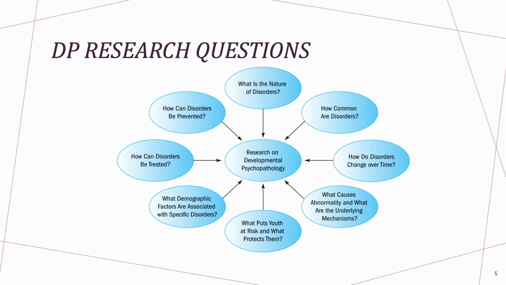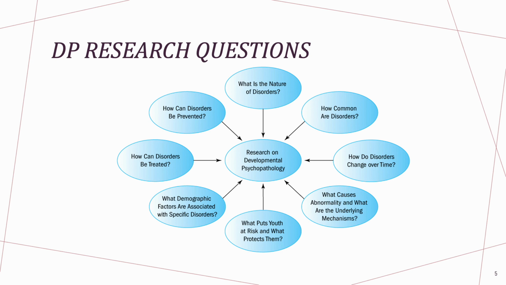So this graphic comes from your book, and these are just some examples of things that we might ask in terms of developmental psychopathology research. So in the center, here's our broad domain of developmental psychopathology research. And in this field, we might be asking things like, how common are disorders in youth? So what's the prevalence? Do these disorders change over time? So what does continuity and discontinuity of certain mental health symptoms look like in children and adolescents? What are the underlying causes? So what's the etiology, and what are the mechanisms for abnormality?